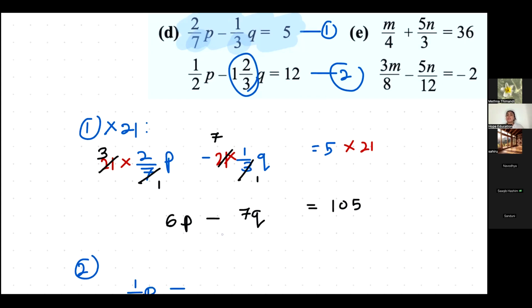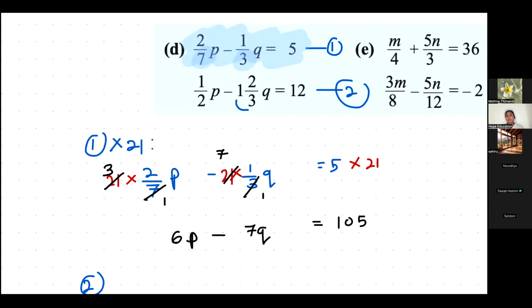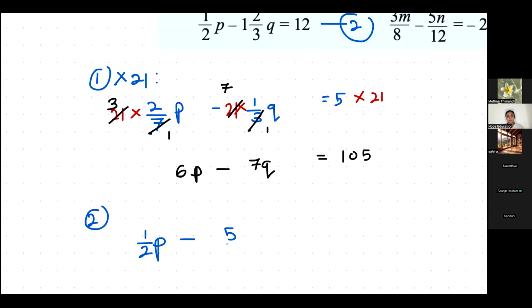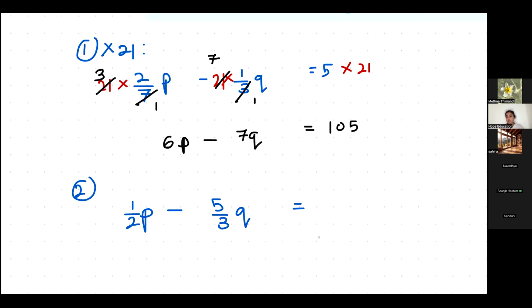Why? 3 times 1, then multiply. 3 times 1 is 3. Then add 2: 3, 4, 5. So we get 5 over 3q. Equals, this side we have 12. So, all right. So, the denominators are 2 and 3. What is the LCM of the denominators?